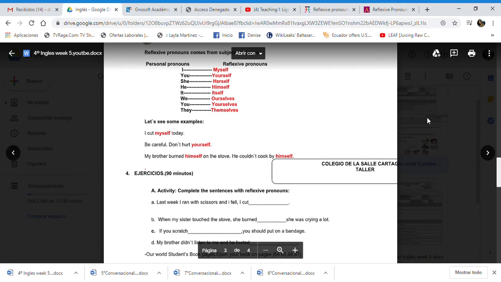Let's see some examples. I cut myself today. Be careful, don't hurt yourself. My brother burned himself on the stove. He couldn't cook by himself.